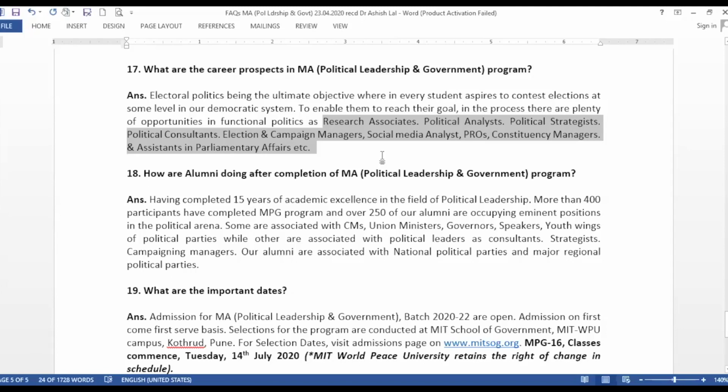Many of our students have contested the elections. One of our students has become the youngest Sarpanch in Maharashtra. So this is one particular aspect. Till you contest the election, till you get the party tickets, usually the students, the alumni who have graduated from an institution, become research associates, political analysts, political strategists, political consultants, election and campaign managers, social media analysts. These are areas which are quite open. It's completely open for so many people.